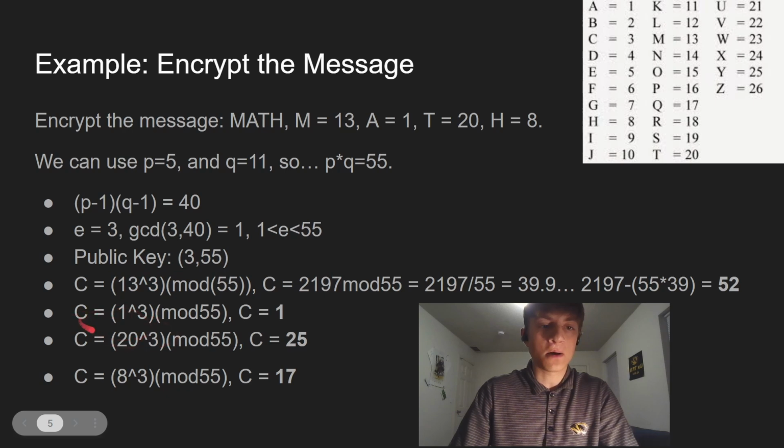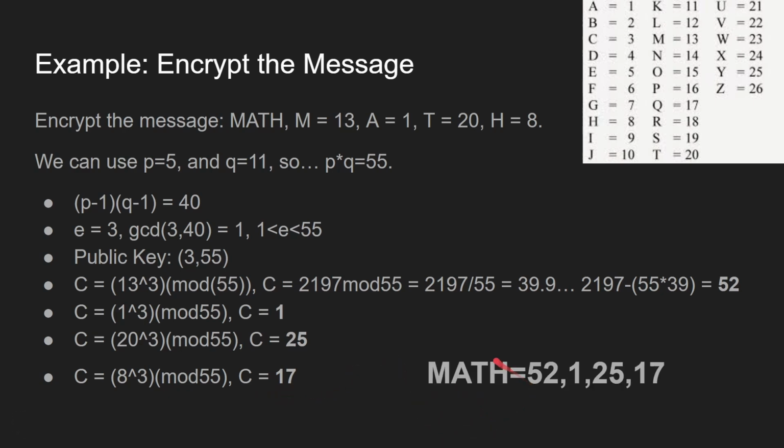And then the next one for A is pretty simple. 1 cubed is just 1, and 1 mod 55 is just 1. And then we do the same thing that we did up here for 20. That turns out to be 25. And then we do the same thing with 8. So 8 cubed, divide 8 cubed by 55, and find the remainder to be 17. So math turns into 52, 1, 25, 17.